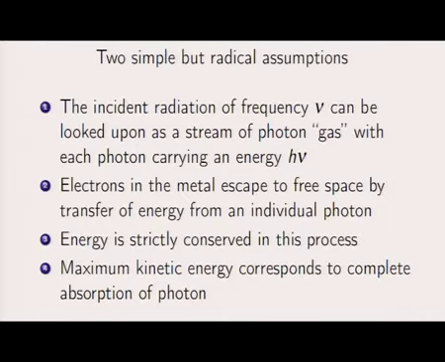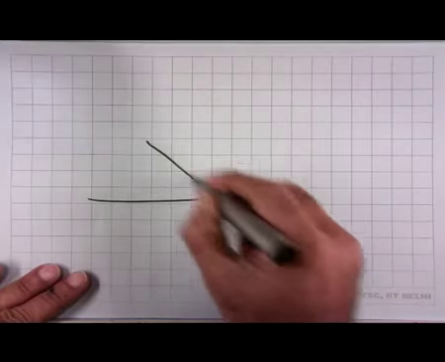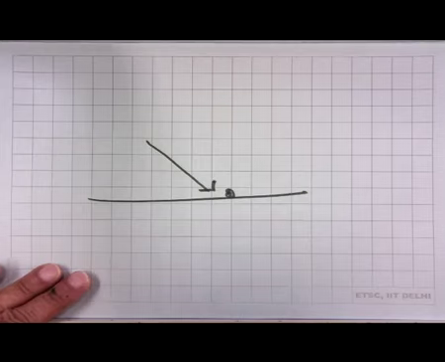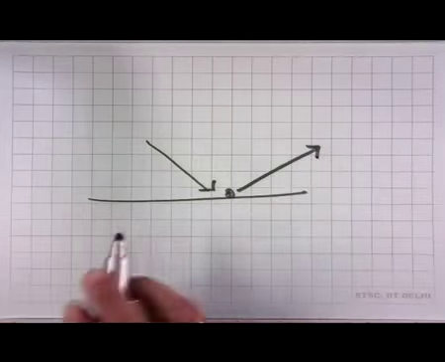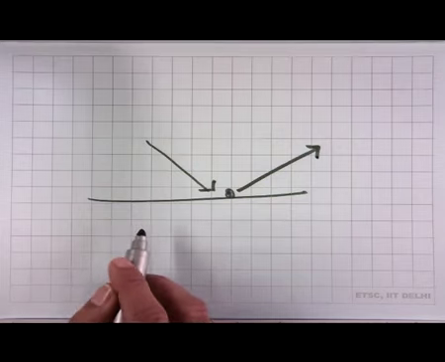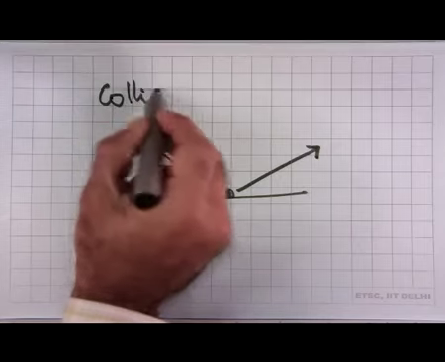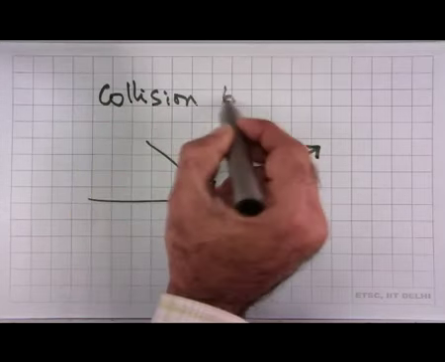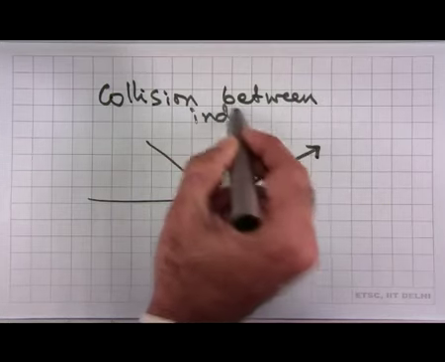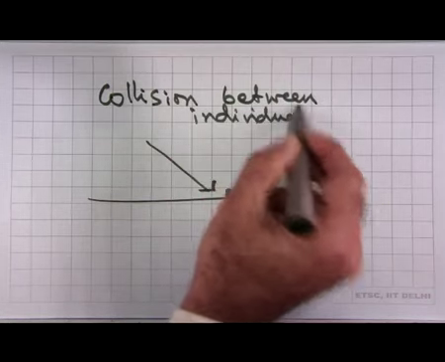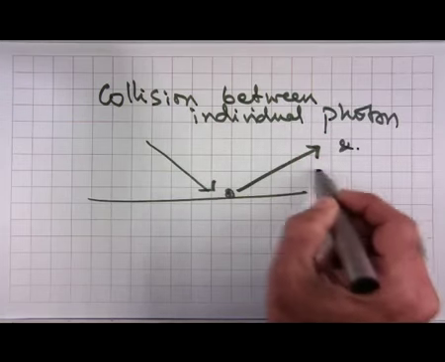My electron is in this metal. This photon comes, I am not writing the wave picture. My electron absorbs the energy and it comes out. So it is a collision between an individual photon and an individual electron.